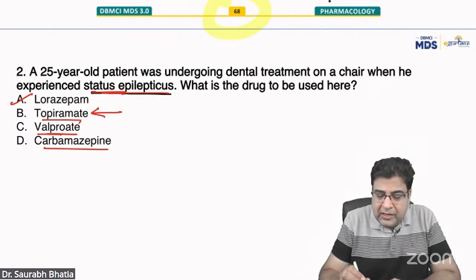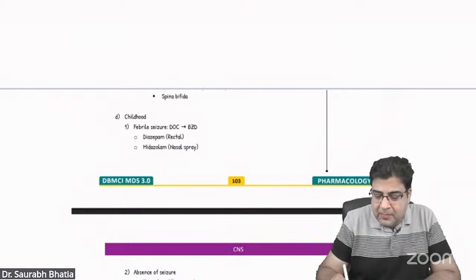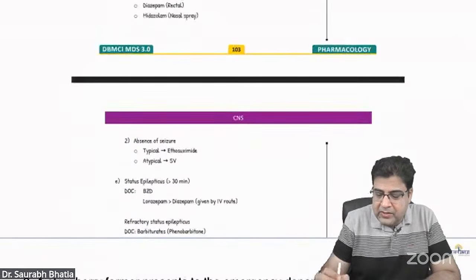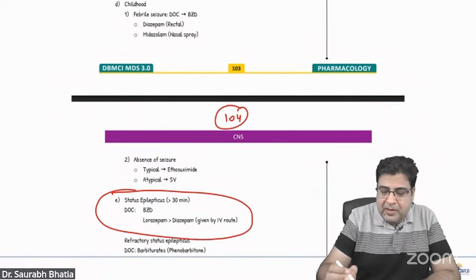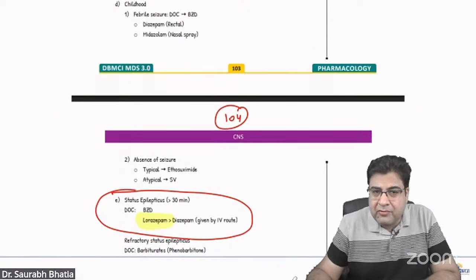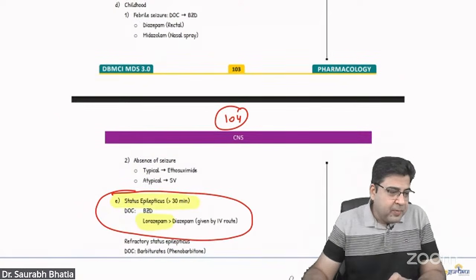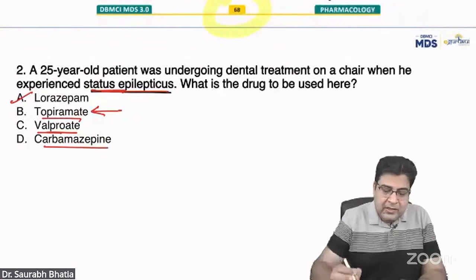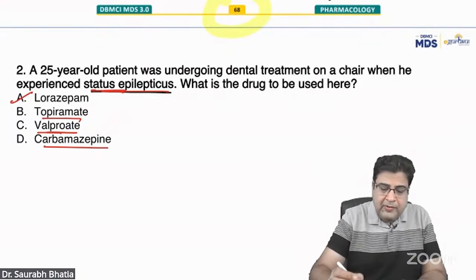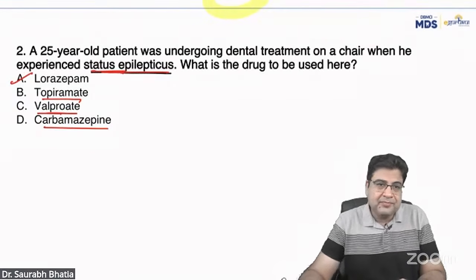This question, based on status epilepticus, was again taken directly from our notes. You can see page number 104, where we have specially mentioned that lorazepam is the drug of choice for status epilepticus. This is what we have covered already. Okay, so lorazepam was the answer. Topiramate was there, according to you. So these were the four options asked in the exam. So question number 2, the answer is A.